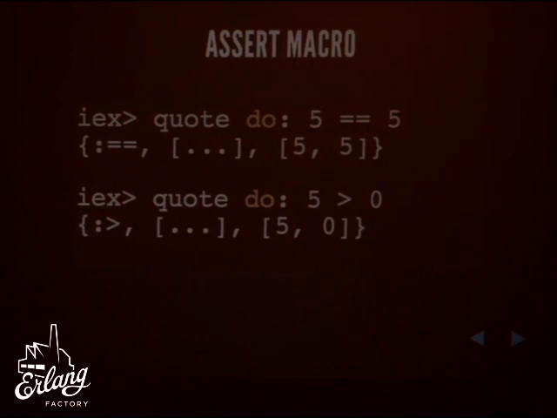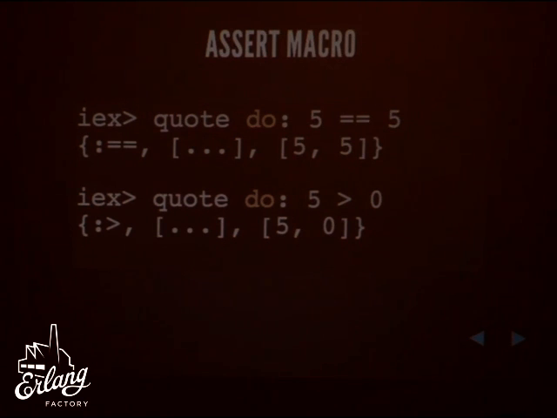So before I begin writing a macro, the first thing I do is fire up IEx, which is interactive Elixir, and I basically feed it some expressions that my macro is going to take in. So if we write an assert macro to assert that 2 numbers are equal, I'll basically quote that and say, okay, what does 5 equals 5 look like as far as the AST is concerned? And as expected, we get a 3-element tuple whose first element is an atom that represents the operator.